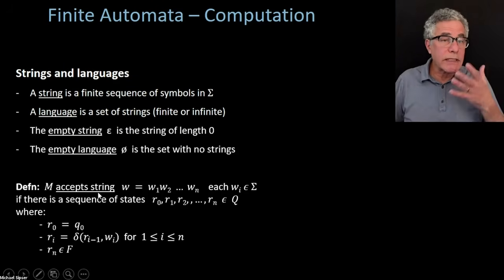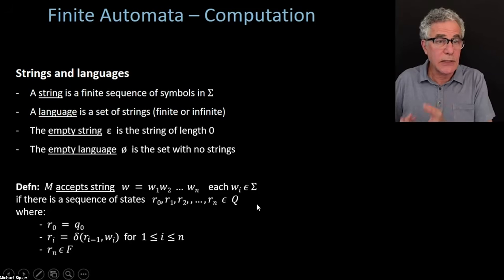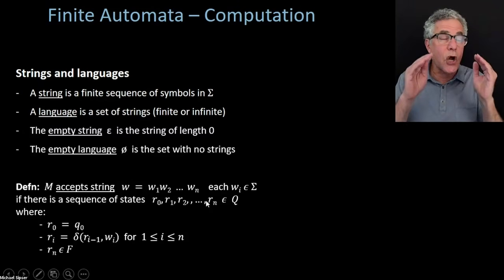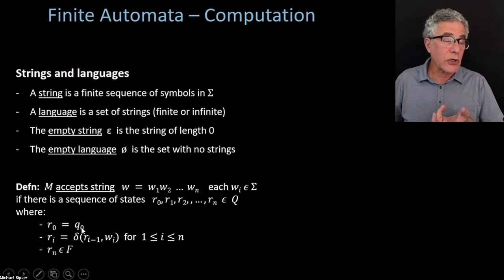So what does it mean for the machine to accept that input? It means that there's a sequence of states of the machine, members of Q, that satisfy these three properties down here. I'm thinking of this sequence as the sequence that the machine goes through as it's processing the input w. So when does it accept w? If that sequence starts at the start state, and each state legally follows the previous state according to the transition function.